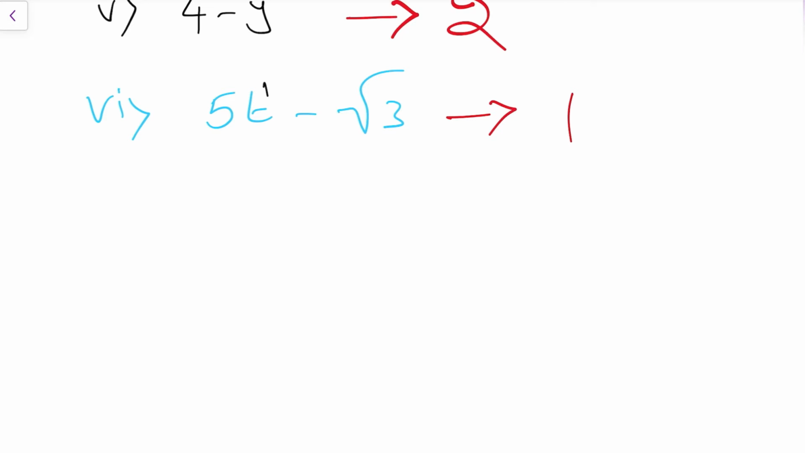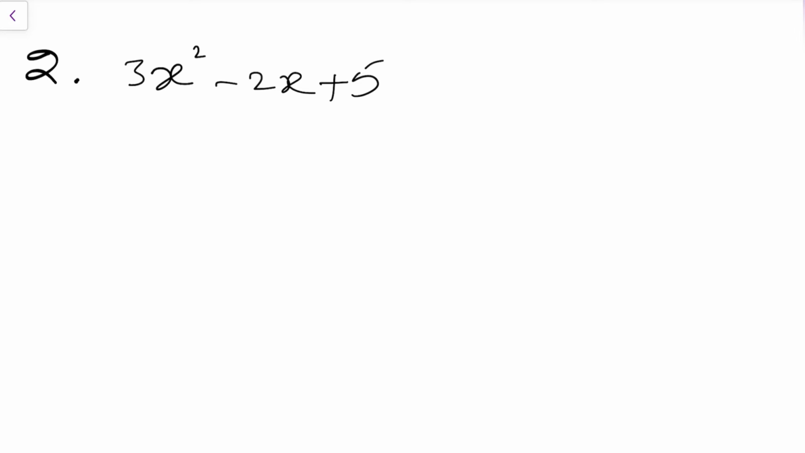Next, let us move to the second bit. In the second bit they gave: which of the following expressions are polynomials in one variable and which are not? Give reasons for your answer. 3x square minus 2x plus 5. In this polynomial we have only one alphabet or only one variable x. That's why this is a polynomial in one variable.